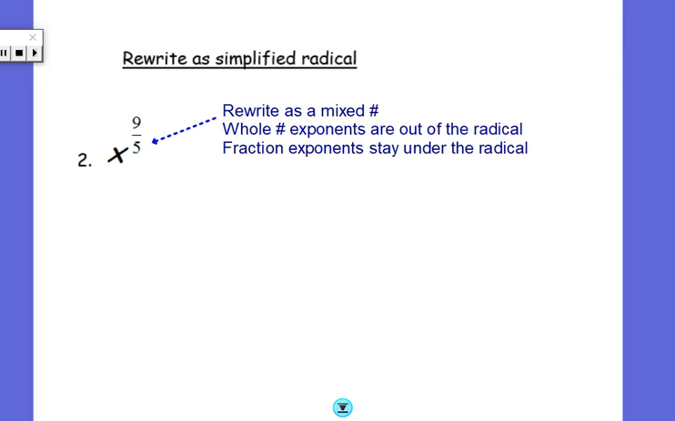All right, rewrite as a simplified radical. Because we have an improper fraction here, 9/5, that means that I can rewrite this. Some of my x's are going to be on the outside of the radical and some are going to be on the inside of the radical. The easiest way to think about this is if you rewrite that improper fraction as a mixed number. So 9/5 is 1 4/5. So I can think this is x to the 1st times x to the 4/5, which can be rewritten as x, the 5th root of x to the 4th. Because I had one grouping of 5 in my set of 9 x's.